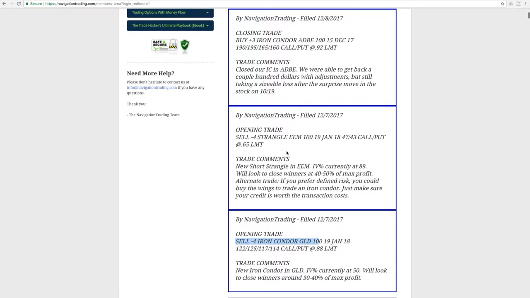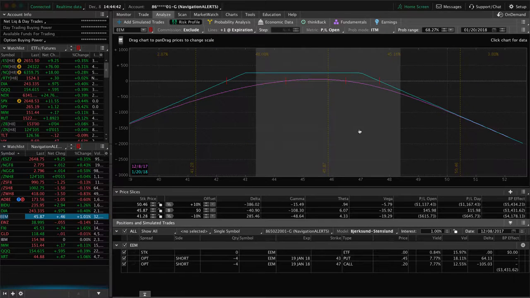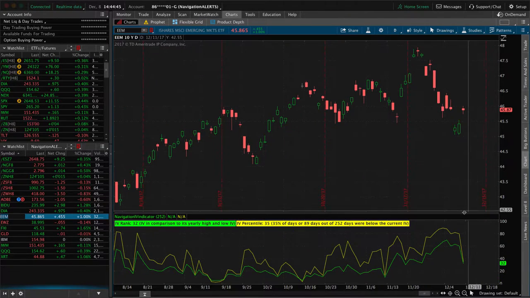Next trade was an opening trade in EEM. The IV percentile got up to 89 at that point, so we sold a strangle in EEM. I try to mention this when possible as an alternate trade: you could buy the wings to trade an iron condor as well. The problem with equities like EEM, where they're only 40-some dollar symbols, is you're not collecting enough credit to make it worth the transaction cost a lot of times. So if you do that, just make sure it's worth the transaction costs. If we take a look at EEM, you can see we've had a nice contraction in implied volatility since then, actually just today as well.